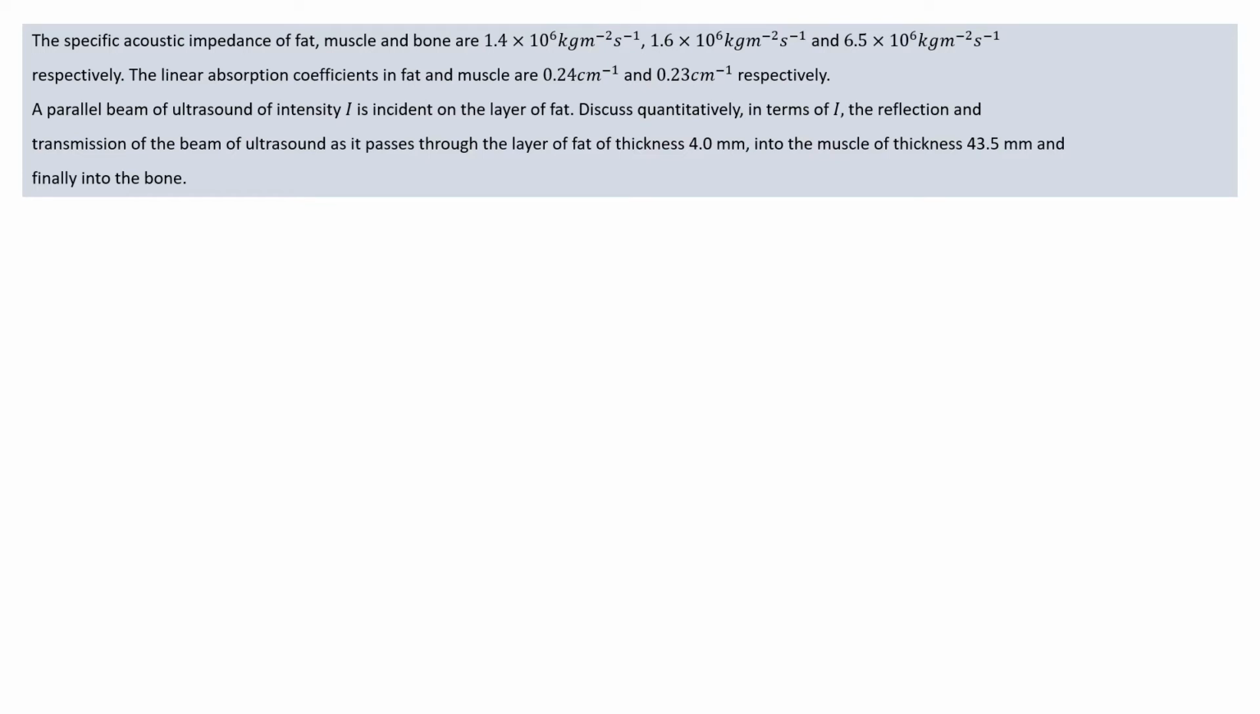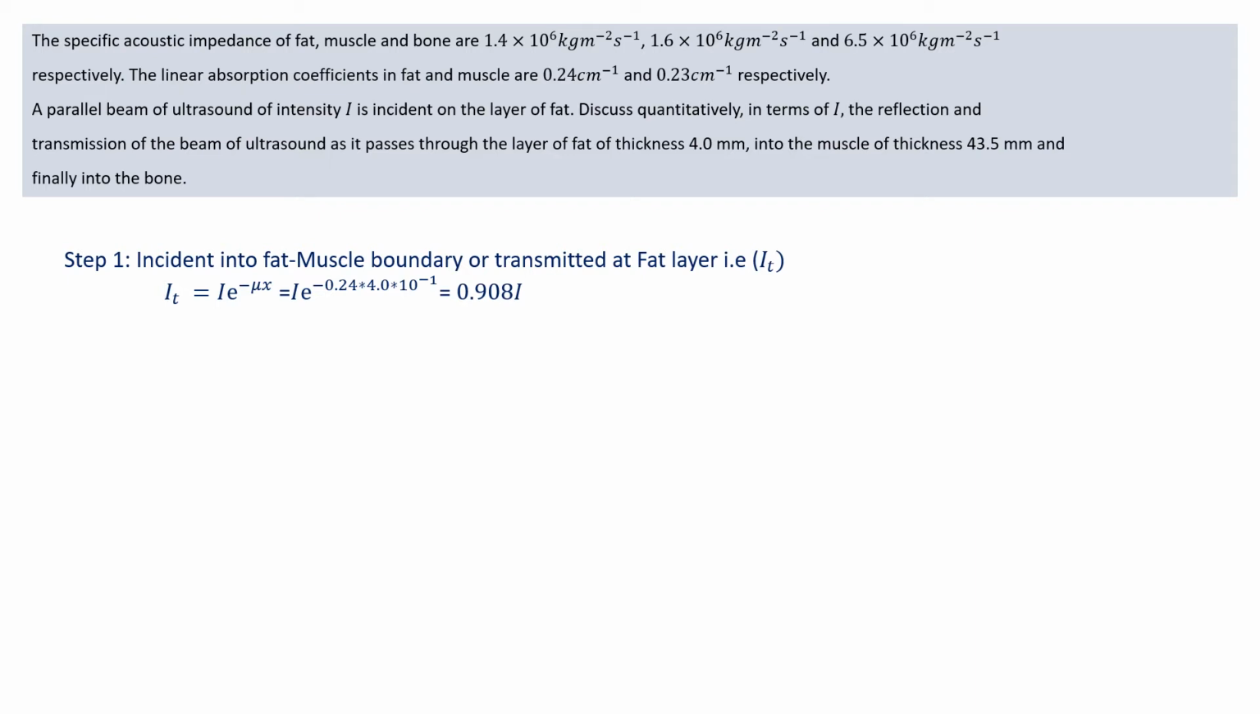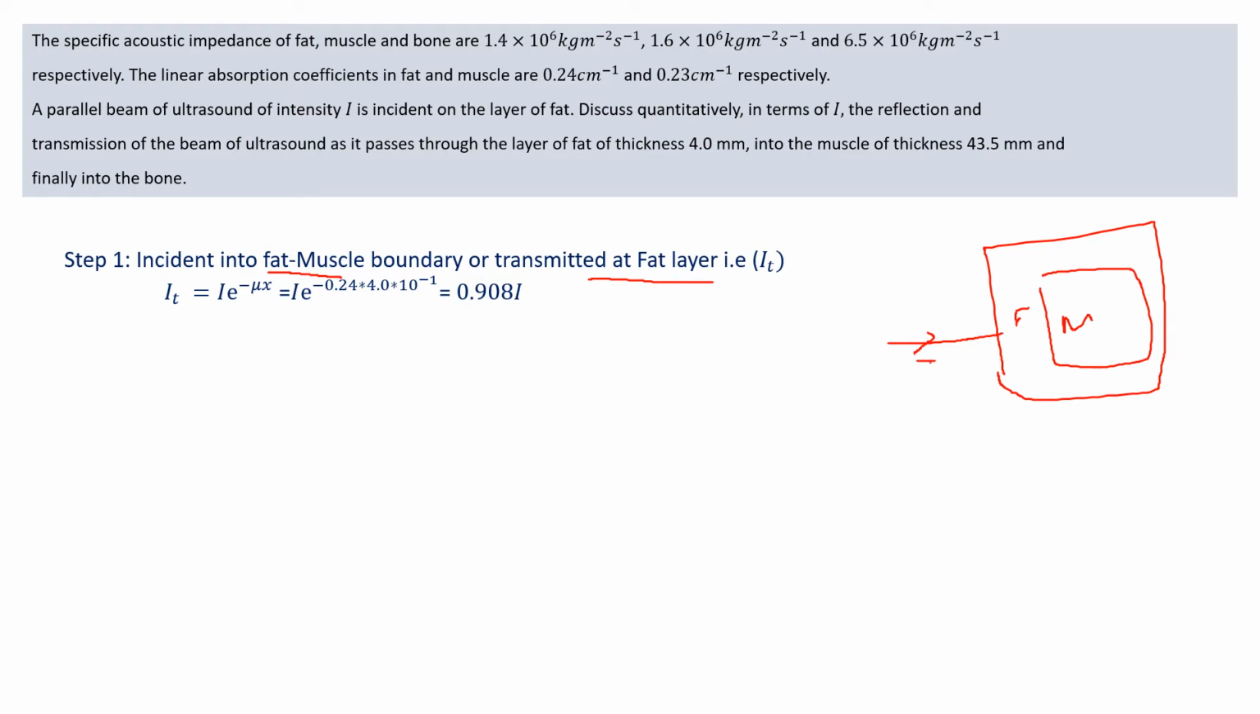So let's move to the actual reality of the question. What this question is asking us is to calculate the reflection and transmission. At first you need to not go inside, just stay at the surface. Just see there is fat and there is an incident ray passing into fat. So these are the actual steps. Incident at the fat muscle boundary, or transmitted at the layer of fat. So in that figure, this is fat, and here is muscle. This is the I over here, and this is the IT.